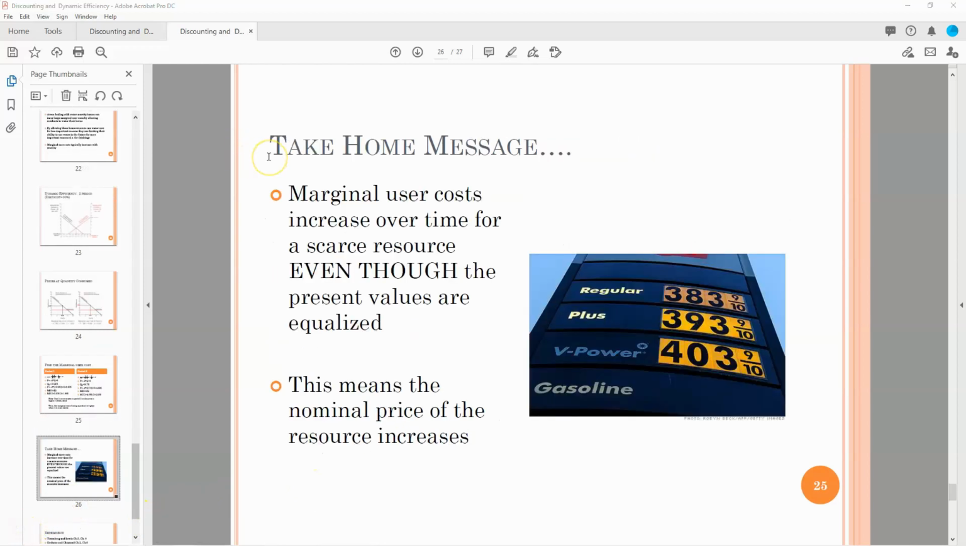And here's a take-home message. Marginal user costs increase over time for scarce resources, even though the present values are equalized. That means the nominal price of the resource increases.